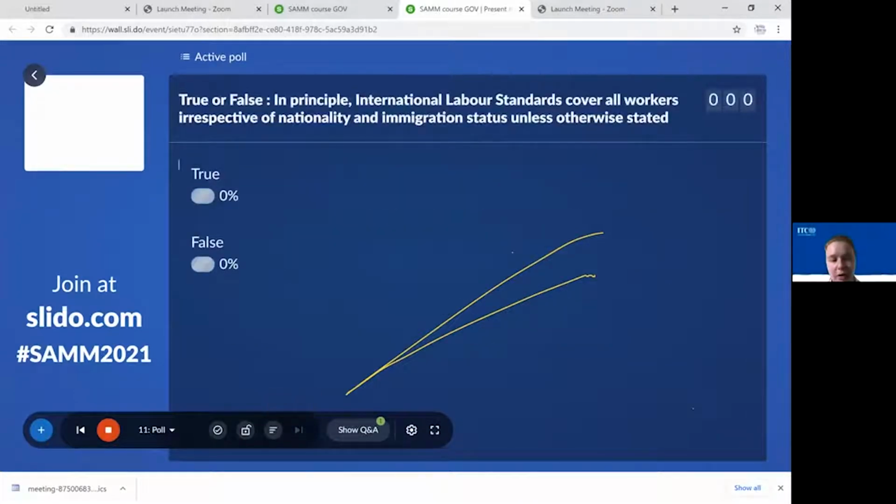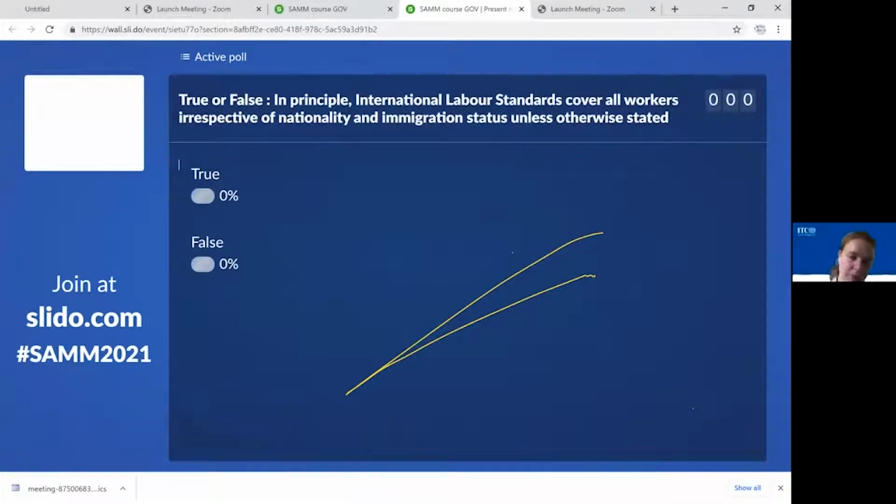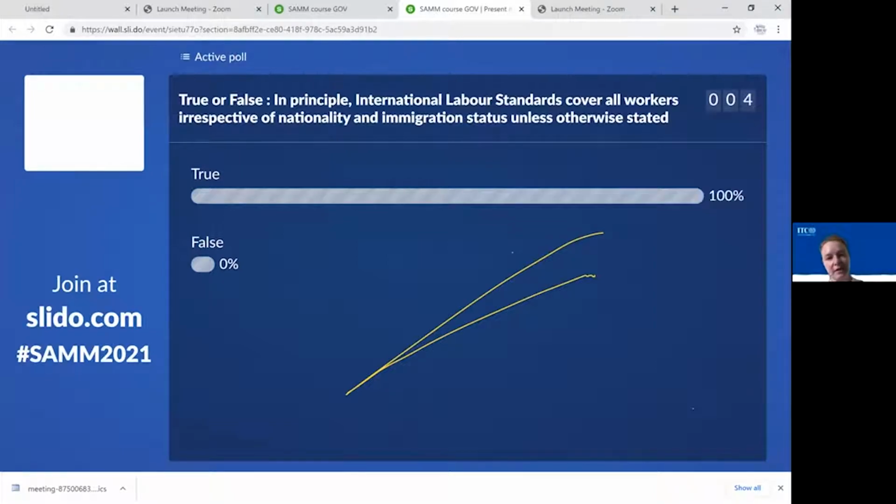And let me move to what would be my last question before I move to my presentation. So here there is a right and wrong answer. According to you, true or false: in principle, international labor standards cover all workers irrespective of nationality and immigration status, unless otherwise stated. Do you think this statement is true or false? So pay attention to the way the statement is formulated. It's all workers irrespective of nationality and immigration status, meaning as well migrant workers in an irregular status.